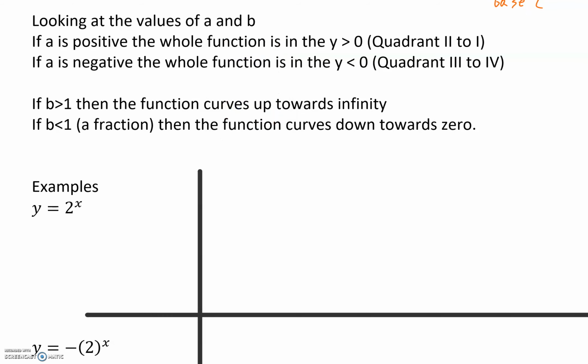So if a is positive, the whole function is in quadrants 2 and 1. If a is negative, the whole function is in 3 and 4. Okay? Or y is positive versus y is negative. Okay, if b is greater than 1, the function curves up towards infinity. If b is less than 1, it curves down towards 0. Okay, so let's take a look at what this looks like.